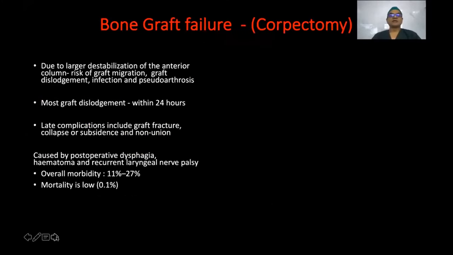Bone graft failure related problems occur mainly in cases with corpectomy. Because of the larger destabilization of the anterior column, there is a very high risk of graft migration, graft dislodgement, infection, and pseudoarthrosis. Most of this graft dislodgement happens within 24 hours. Grafts can also fracture, collapse, subside, or there will be non-union.